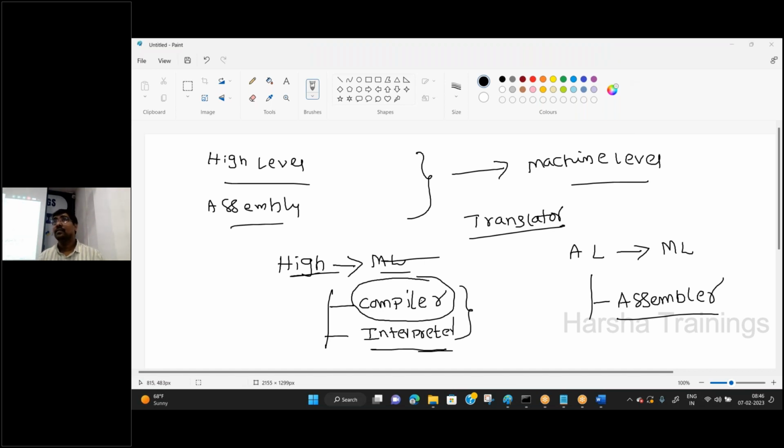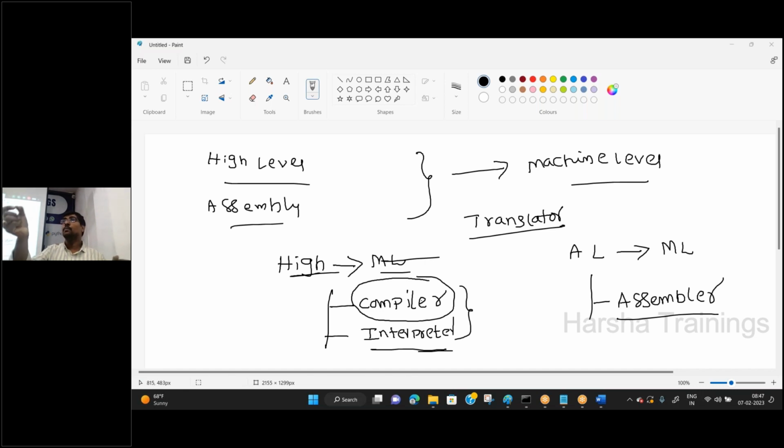Any idea? Which one is fast? Fast in the sense in terms of execution. Which one gives the fast result? No. Here my task is not the compiler, not the interpreter. Three languages. Suppose I am writing the program in machine level language, in assembly language, or in high level language, which one is executed in a short span of time? Exactly, wrong answer.